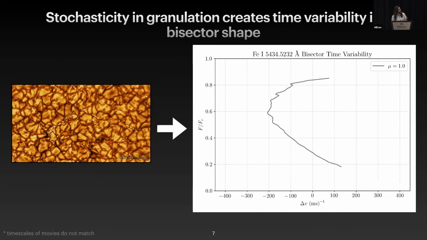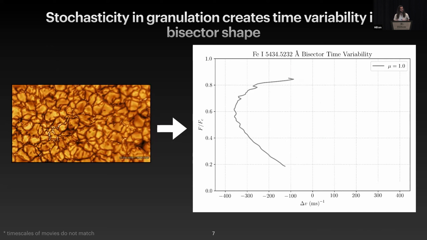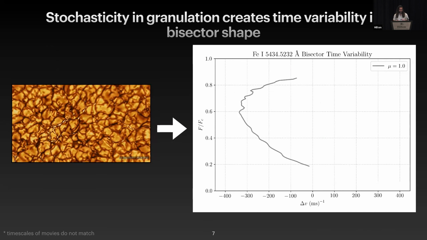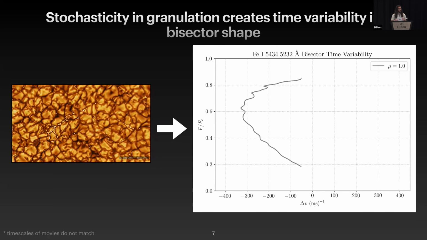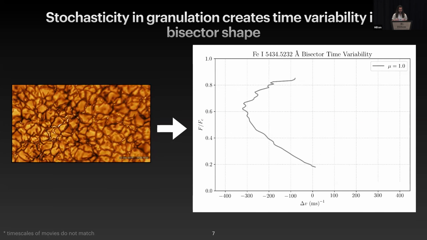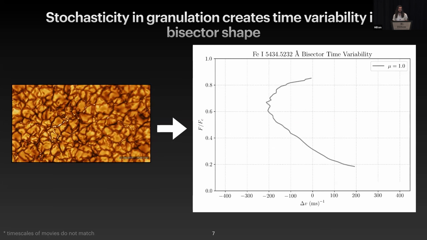I can't tell if this is animating. It is, that's great. And so if we look at a bisector in disk resolved light, if we look at an iron line, for example, this is the iron 15434 line, and we observe this line in a time series, here we're looking at 15-second snapshots and measure that bisector. We can see it's dancing left to right.